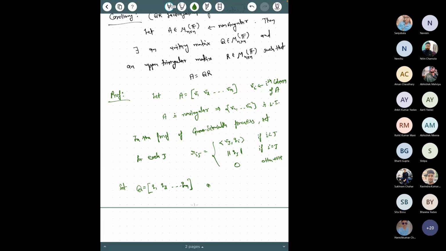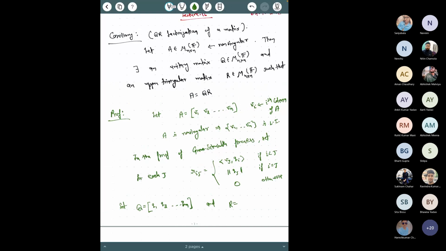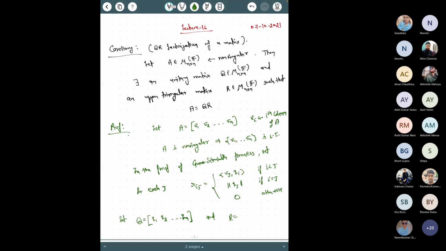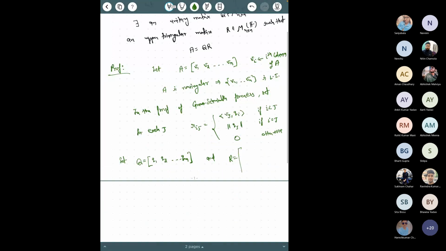Basically it is this one: R11, R12, and so on up to R1n, and then R22. The way you have constructed this, it's an upper triangular matrix, and if you multiply Q and R, you can verify that this gives you A. So I just wanted to mention that we can factorize the matrix using the Gram-Schmidt process also.